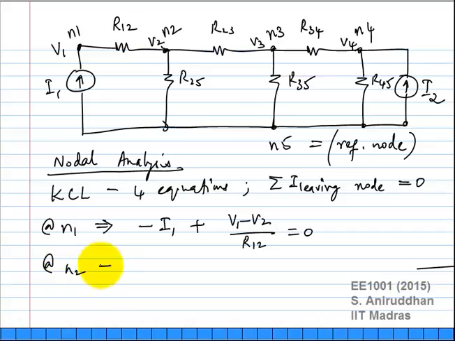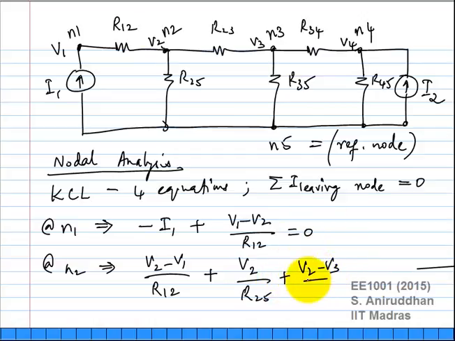At N2, (V2 minus V1) by R12. Okay, that is the current leaving this node in this direction. Okay, plus V2 by R25 plus V2 minus is 0. Okay, this is the KCL equation at node 2.